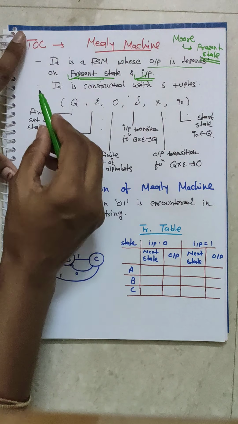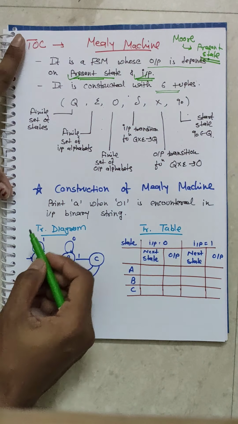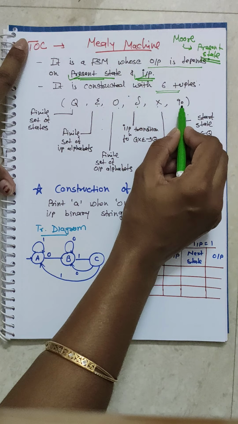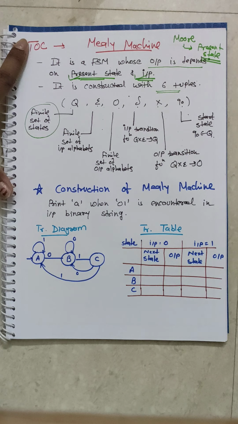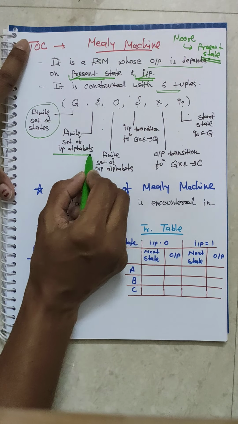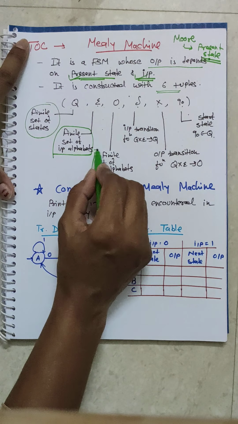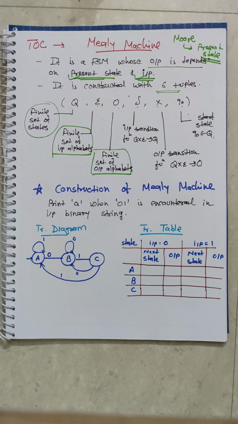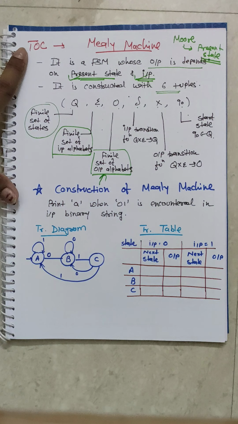So the formal definition: it is constructed with a 6-tuple, same as a Moore machine: Q, sigma, O, delta, X and Q0. Q is a finite set of states, sigma is a finite set of input alphabet, O is a finite set of output alphabet. As the Mealy machine generates output, from a given input we generate output with a different alphabet. That comes from this output alphabet.